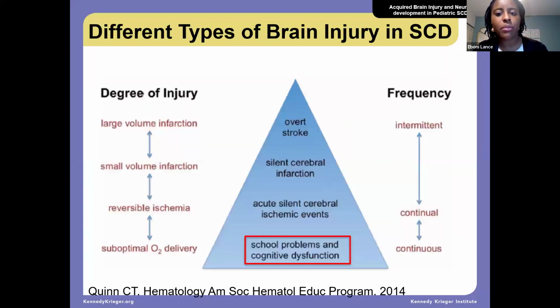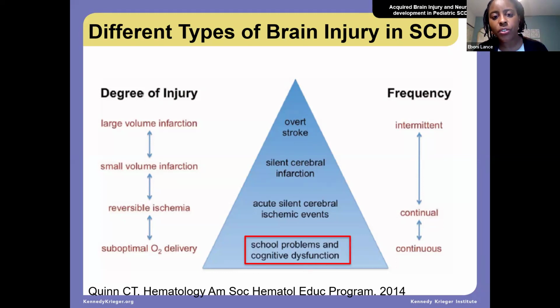So there are different types of brain injury in sickle cell disease. At the top of the list is overt stroke, and that is the stroke that we see commonly in adults in neurology, where it usually is involving larger blood vessels of the brain, and it's associated with obvious acute symptoms. So difficulties with speech, facial drooping, weakness of one side of the body. These are basically one of the most recognized neurological complications of sickle cell disease.